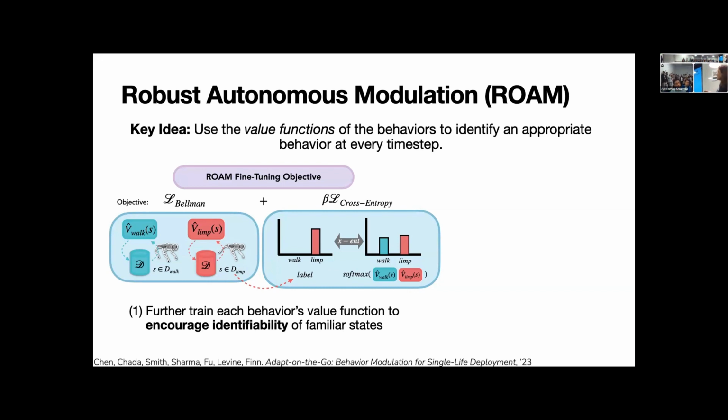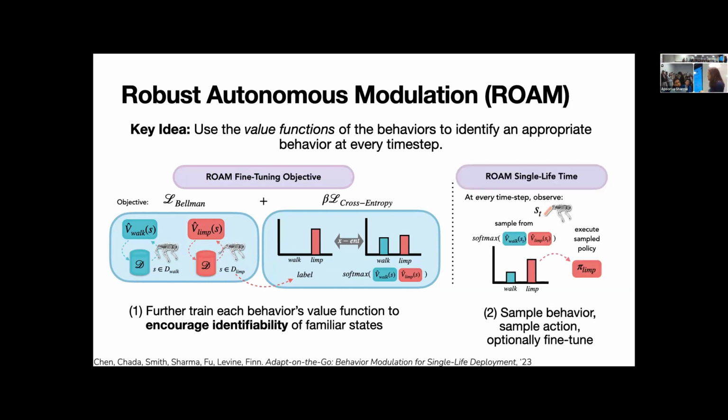Then once your value functions can help you identify behaviors, from that point, at test time, at every time step in real time, you pick a behavior to execute by sampling from the softmax distribution, and then sample an action from that behavior, execute that action, and then optionally fine-tune the behavior that you selected on your most recent experience.